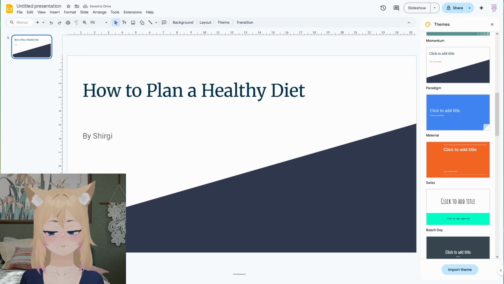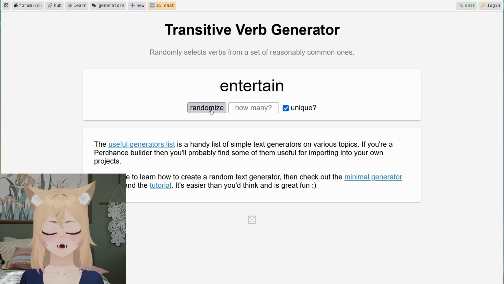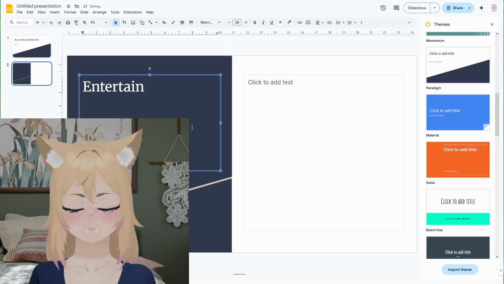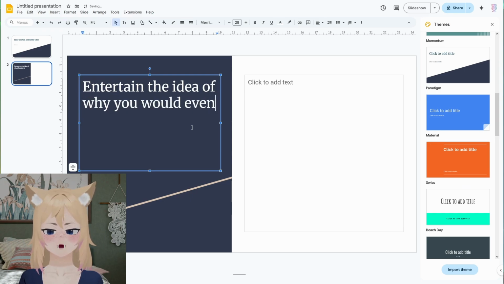And how are we going to plan a healthy diet? Well, you see, we're going to have to entertain the idea of what it is. No contraction. This is very professional. Entertain the idea of what is healthy. Entertain the idea of why you would even want to be healthy. Sure, that's what we're going with.